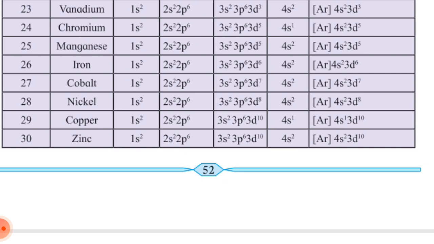27, cobalt, 1s2 2s2 2p6 3s2 3p6 3d7 4s2, argon 4s2 3d7. 28, nickel, 3d8 4s2, argon 4s2 3d8. 29, copper, 1s2 2s2 2p6 3s2 3p6 3d10 4s1, argon 4s1 3d10. 30, zinc, 3d10 4s2, argon 4s2 3d10.